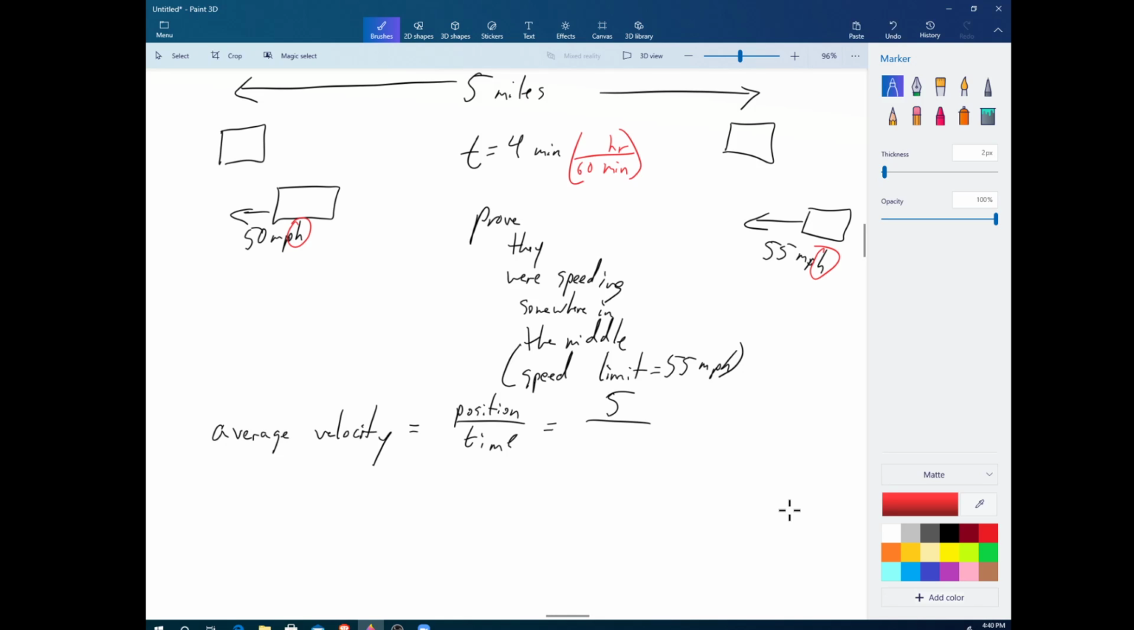And there are 60 minutes in 1 hour, so 4 over 60 hours, which is 1/15 of an hour. You'll want to use that number here instead of the 4 minutes. Otherwise, the 4 minutes will throw you off completely.